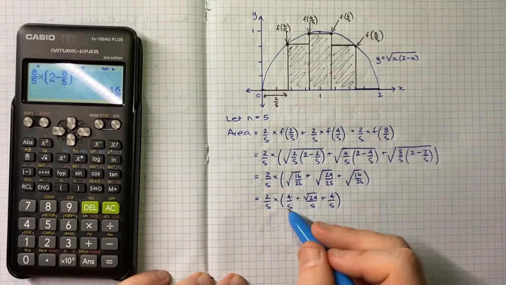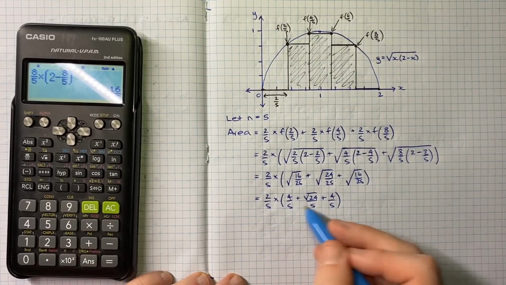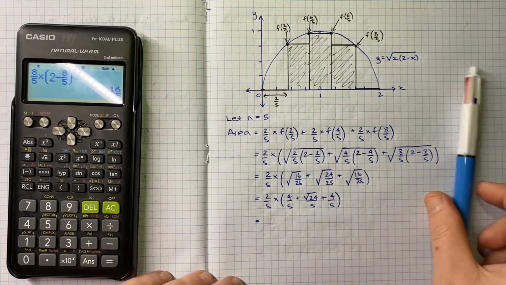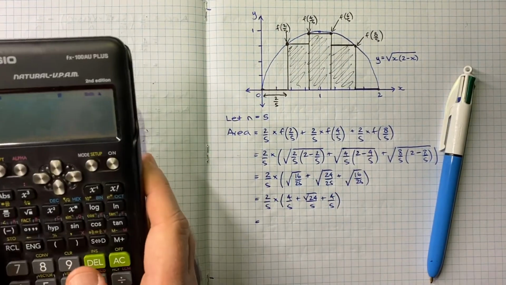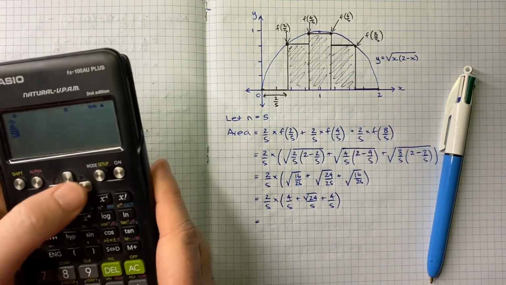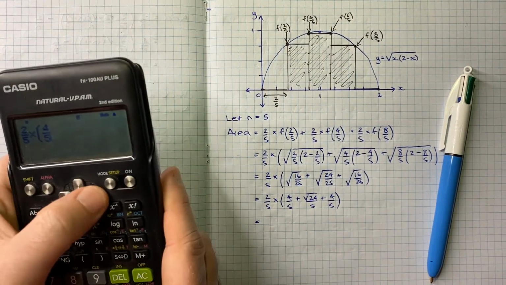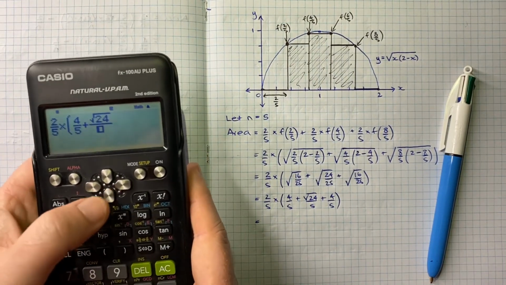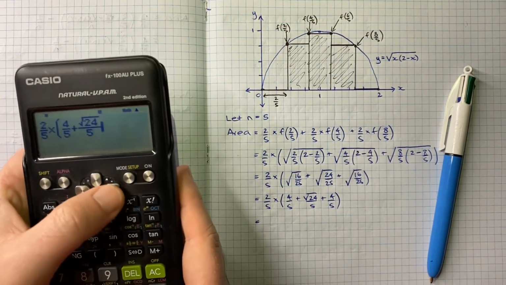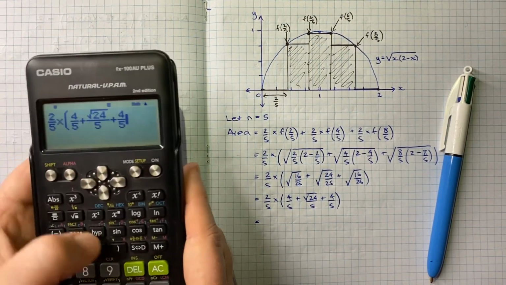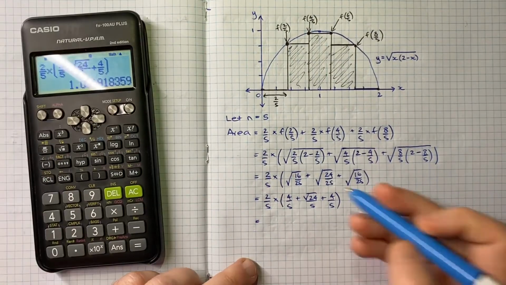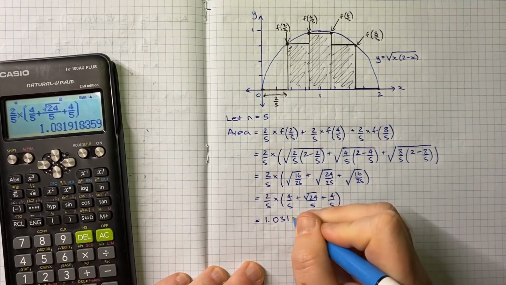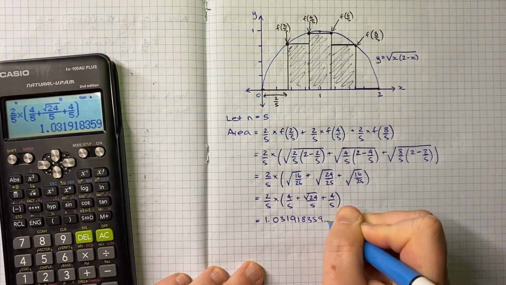Now, it might be a bit rough to try and totally simplify that like we did for the even case. Maybe I'm just going to throw this into my calculator and just write it out to a lot of decimal places, and that'll give us the precision we need for our check. So it's going to be 2 on 5 times bracket 4 on 5 plus the square root of 24 on 5 plus 4 on 5. So that's going to be 1.031918359 and so on.